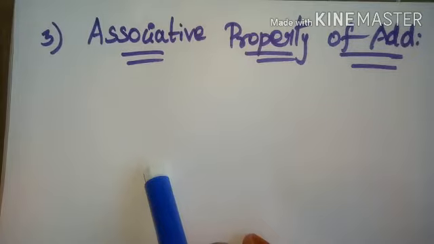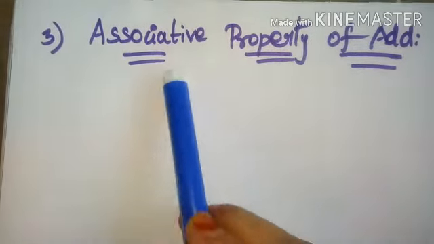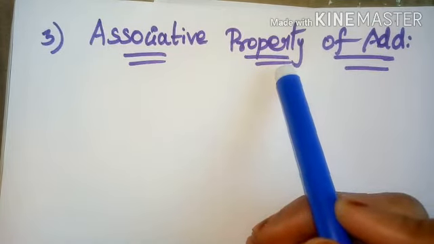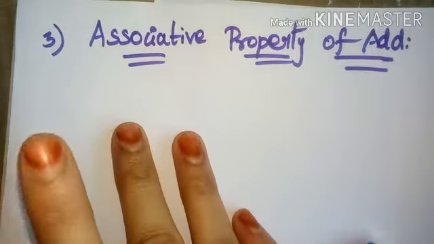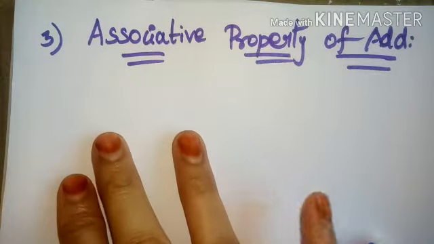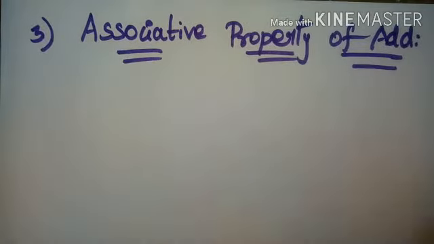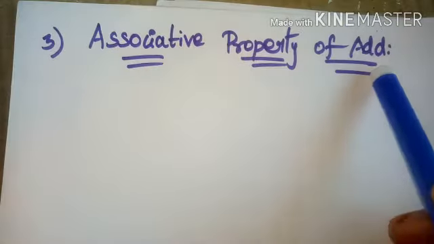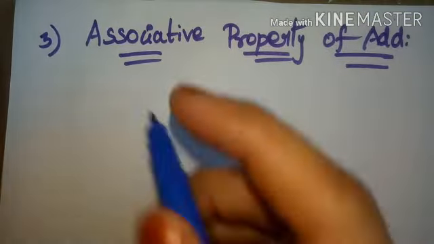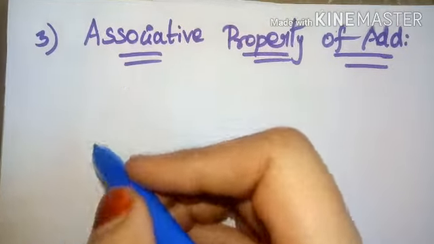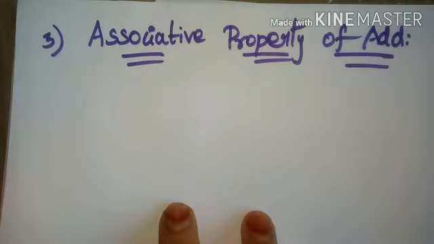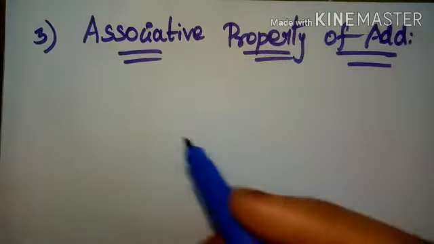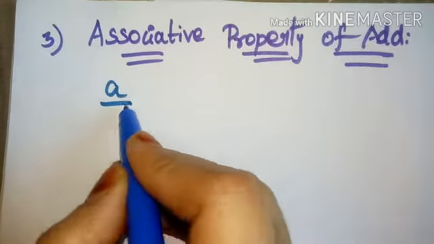Now we are going to move to the third property, associative property. In that associative property also we have four operations: addition, subtraction, multiplication and division. First we have to move to associative property of addition. We have seen the commutative property having two fraction terms, but here in associative property we have three fraction numbers.